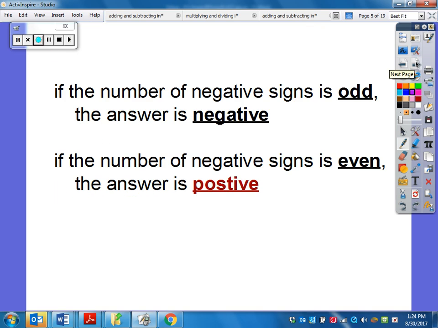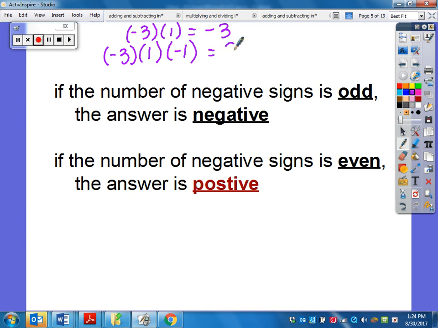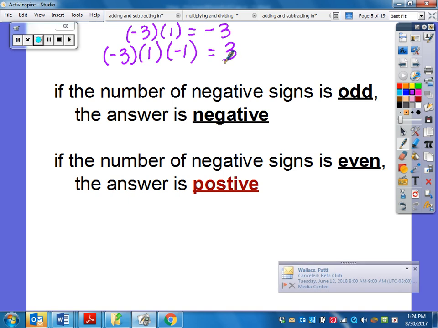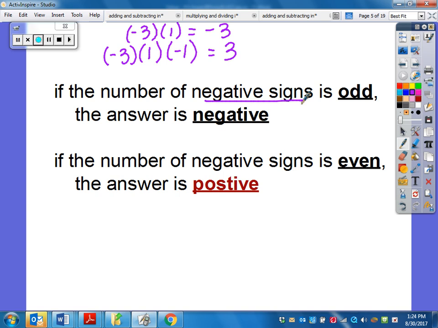So let's look at these rules. If the number of negative signs is odd, your answer is negative. So for example, if I have a negative 3 times a positive 1, my answer is going to be negative because I only have 1 negative sign. If I have a negative 3 times a positive 1 times a negative 1, that's going to have an even number of negative signs. That answer is going to be positive. It doesn't matter how many factors you have. What matters is the number of negative signs that you have.